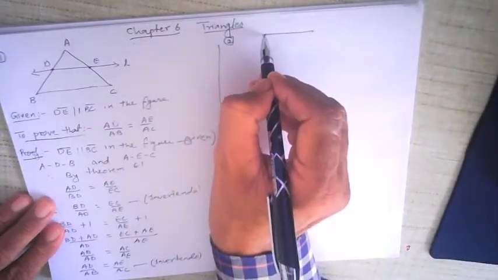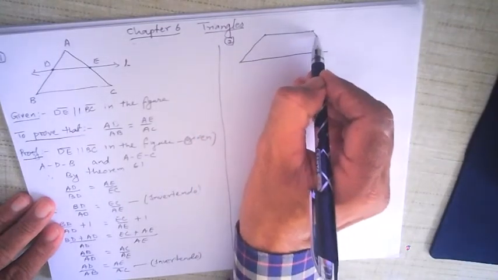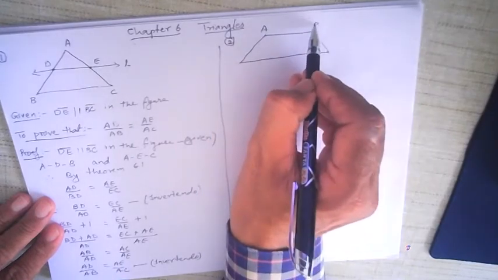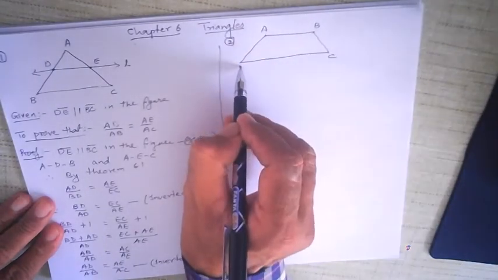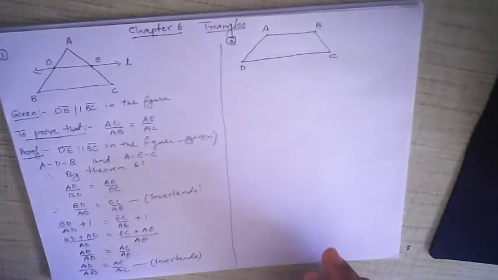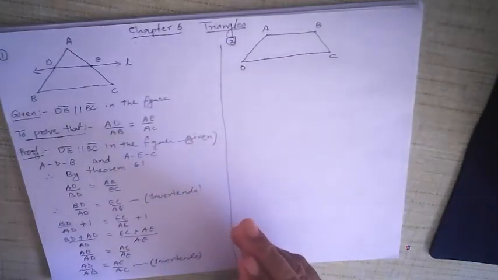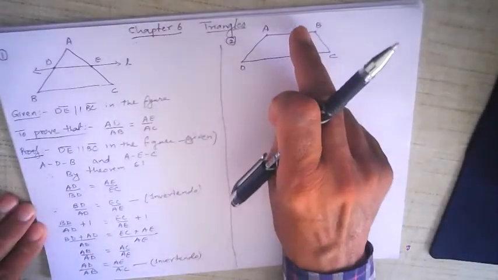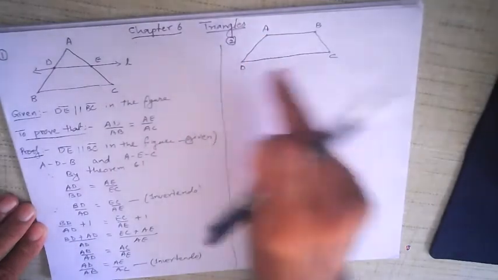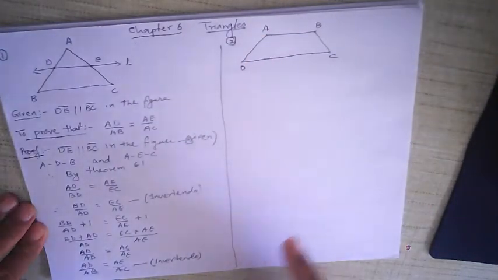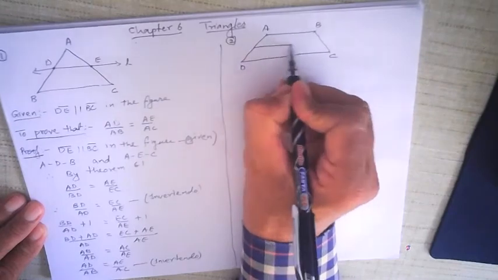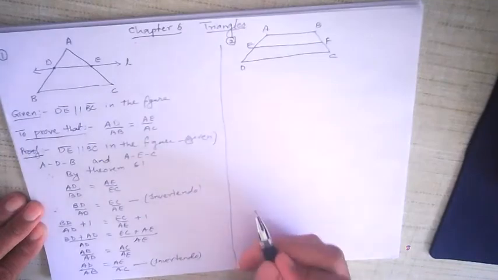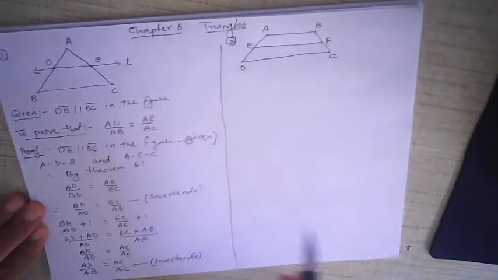Supposing this is a trapezium ABCD. Remember, a trapezium is not a parallelogram. A trapezium is a four-sided figure in which only one pair of opposite sides are parallel. In this trapezium, AB is parallel to CD. AD and BC are called non-parallel sides, and on the non-parallel sides there are 2 points, E and F, this way, such that EF is parallel to AB. All right, so what are we given here?